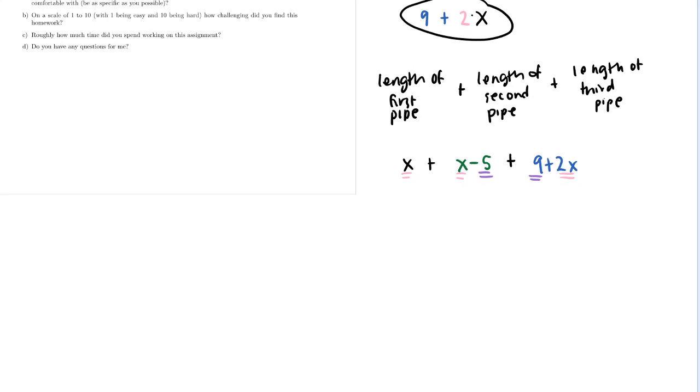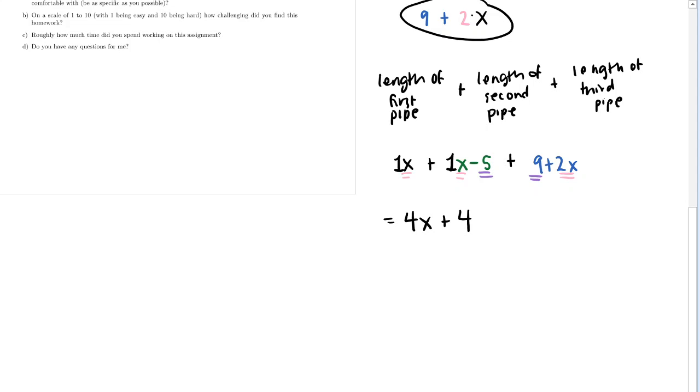And to do that, we add the coefficients of the like terms. So this is like 1x, this is like 1x, and then we've got 2x. So adding those all together, this is the same as 4 times x. And then minus 5 plus 9, well, that comes out to be plus 4.